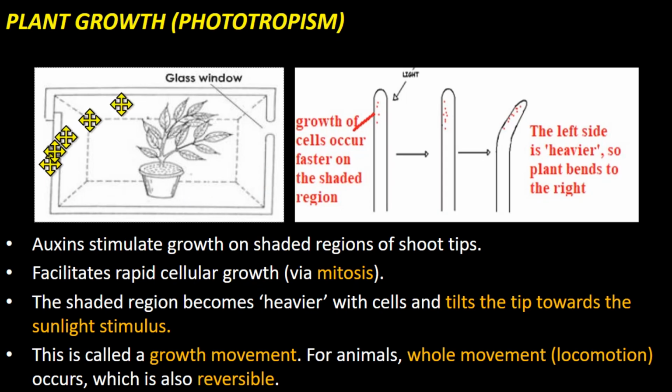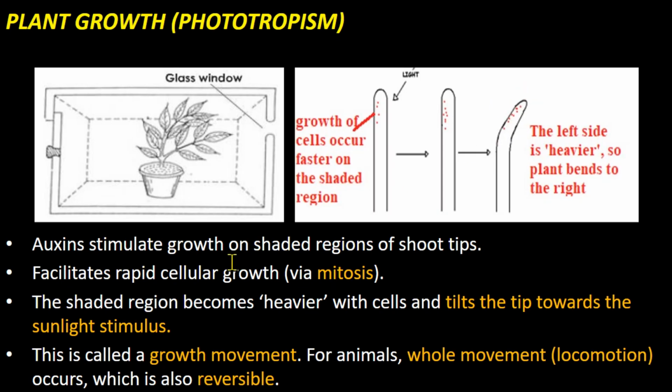Here we have a box with a small window to allow sunlight to come in. The plant stems are going to bend towards the direction of the window. So taking a closer look, this is what's happening. The growth of the cells will occur fast on the shaded region, that is the part that is not exposed to the sunlight. Auxins are going to accumulate in a great concentration on the shaded region, as is seen here. This is going to allow the cells to divide much more rapidly, and the left side is going to be much heavier with cells or stem tissue than the right side. This is going to allow the plant to tilt towards the sunlight.